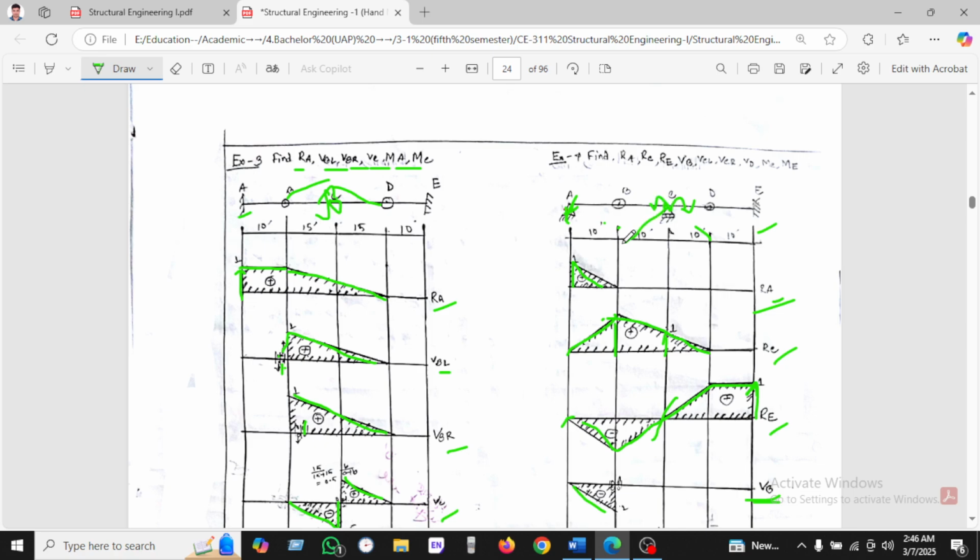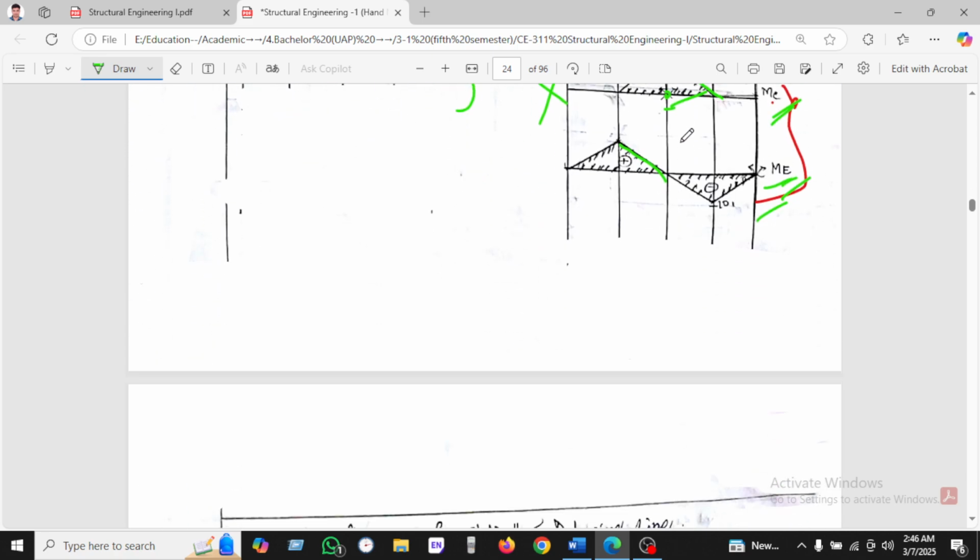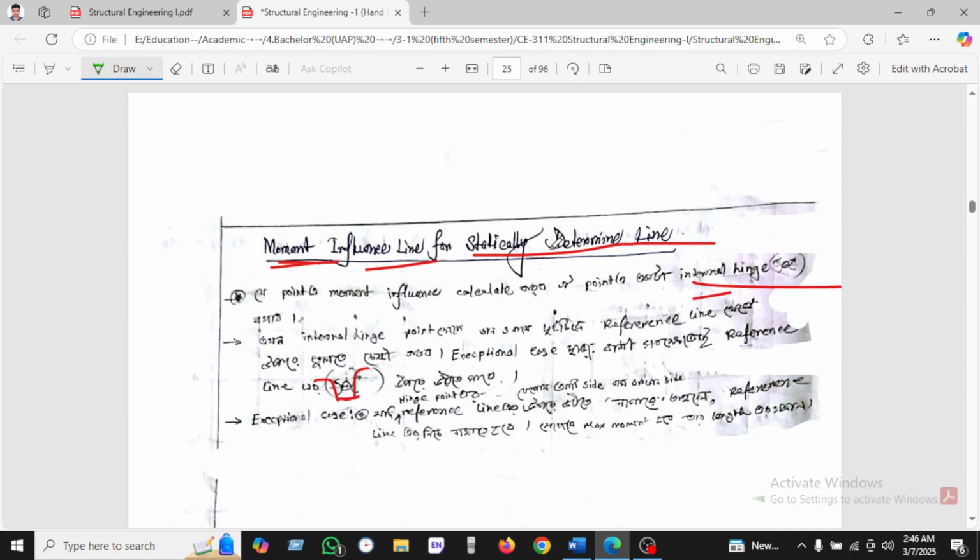Rather than it can use this way and this way, or 0. Well, not like that, never.